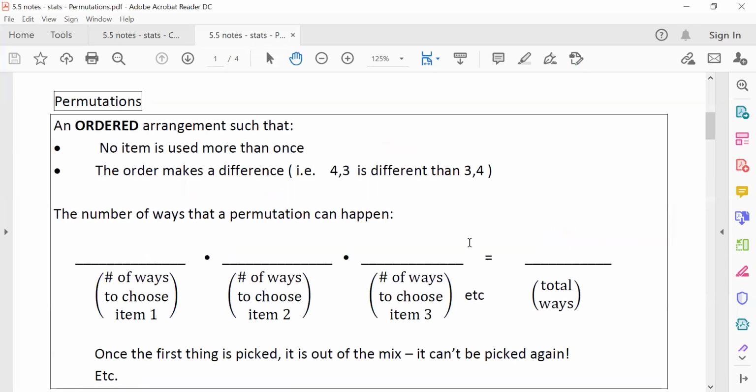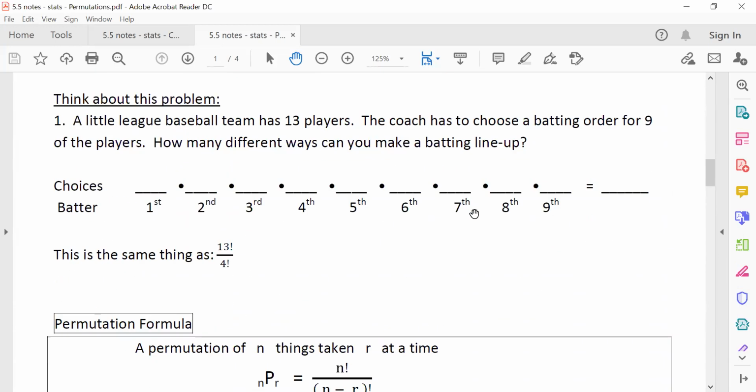So now, whenever we want to order a large group of objects and just take a subgroup of a certain size from that. For instance, a Little League baseball team has 13 players. The coach has to choose a batting order for 9 of the players. So basically, 13 kids are playing some Little League baseball, but only 9 of them are going to end up batting in the game. The other 4 are going to get benched. How many ways could the coach do this?